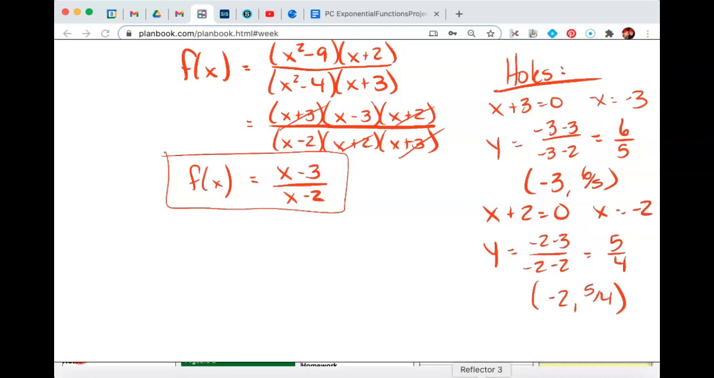Okay. So the holes are the new information, but this is still a rational function. We're going to graph it. So I need to figure out what the vertical asymptote and horizontal asymptote are. Does anybody remember how we did that? So vertical asymptote is taking the denominator, setting it equal to 0. So x equals 2 is one asymptote.